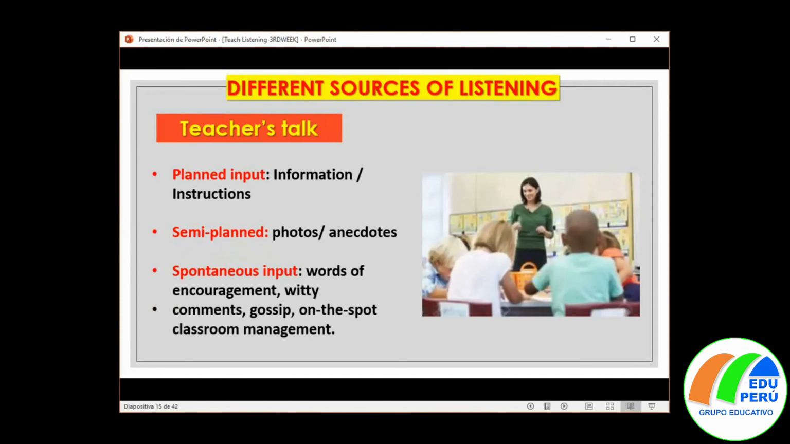A planned input is when you plan what you're going to say, to give information, instructions, or to explain something. Semi-planned is when you show some pictures and start describing, or tell some stories or anecdotes. Spontaneous includes words of encouragement, like, that's very good, you did a wonderful job. Witty comments are funny comments to help your students relax. Or gossip, maybe you tell your students some aspects, or on-the-spot classroom management. So notice the kinds of talking we can give our students: planned, semi-planned, or spontaneous input.